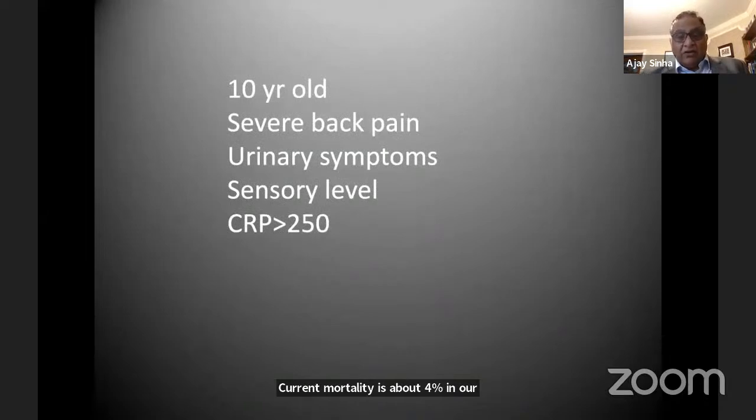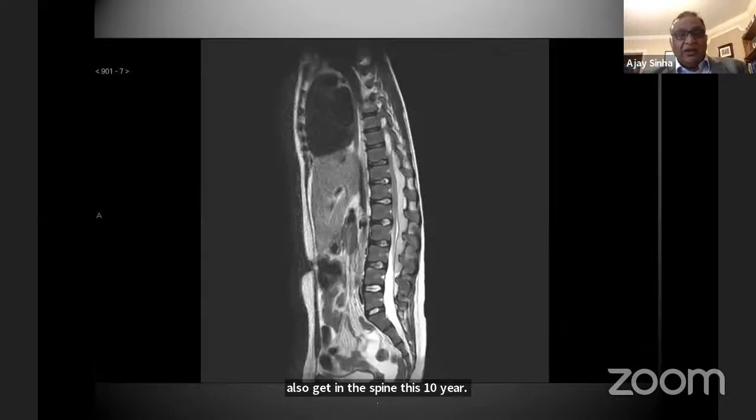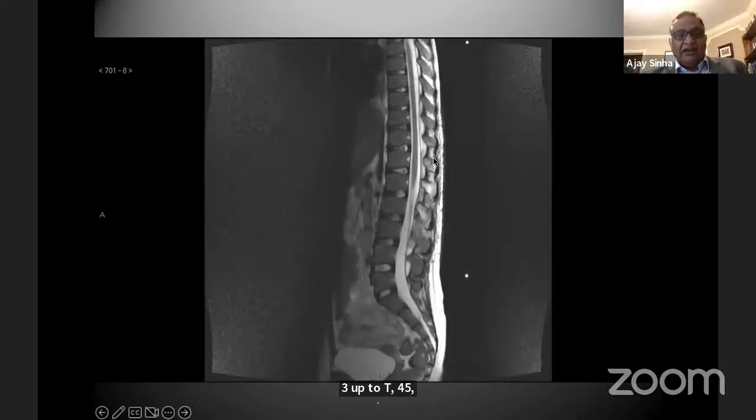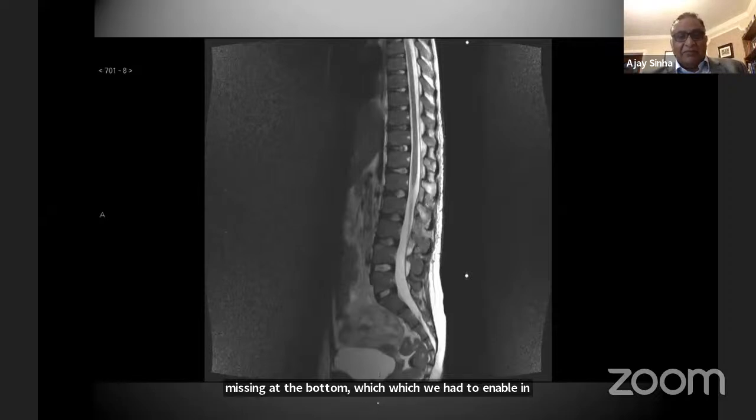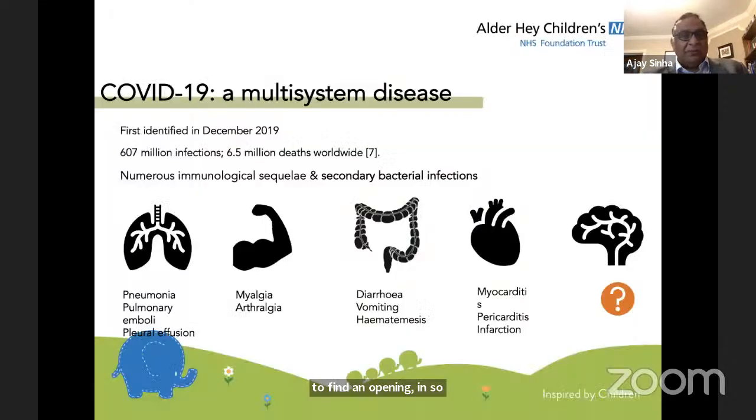Just a corollary to what we were talking about, not only can you get infection in the brain, you can also get it in the spine. This 10-year-old child came with severe back pain and raised CRP, and he had a collection going all the way across about 7 or 8 segments of the spine. So we did a laminotomy spreading from L2, L3 up to T4, T5, for a large epidural abscess, an epidural empyema collection. And this is the scan done 5 years down the line. As you can see, it's all fused in nicely. Perhaps there is a bit of bone missing at the bottom edge, which we had to nibble in to find an opening. So spinal abscesses or empyemas are equally common.